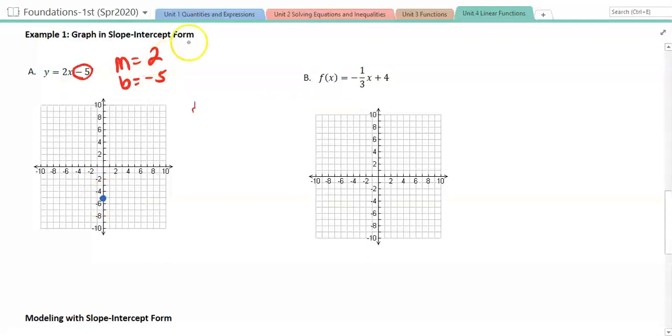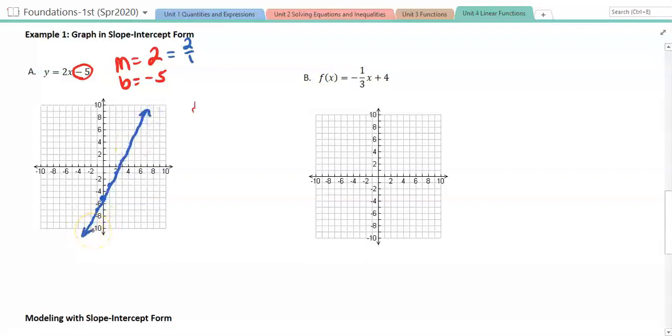And then my slope, remember we want to relate this as a rise over run, so this would be 2 over what? 1. So I'm going to go up 2, right 1 and put a new point. Now I can continue that pattern, up 2 right 1, up 2 right 1, and I can also reverse the pattern. So instead of up and right, I can go down and left, so down 2 left 1, down 2 left 1, and I start to see this line forming here.